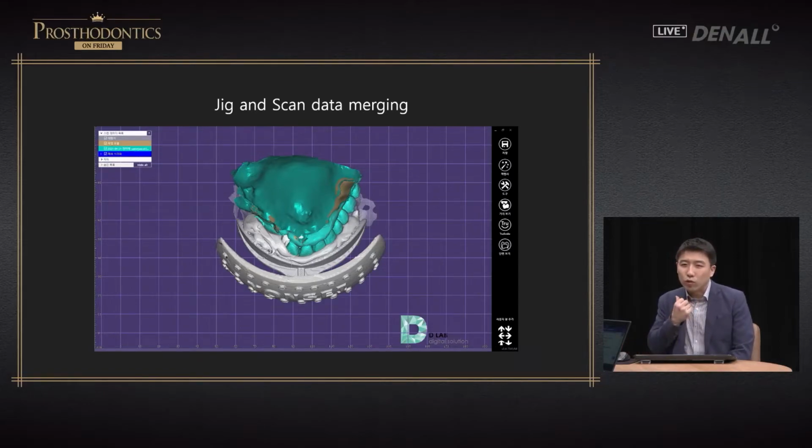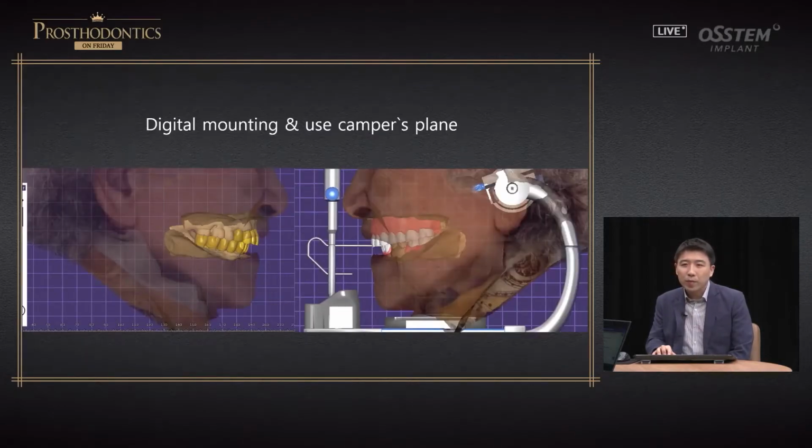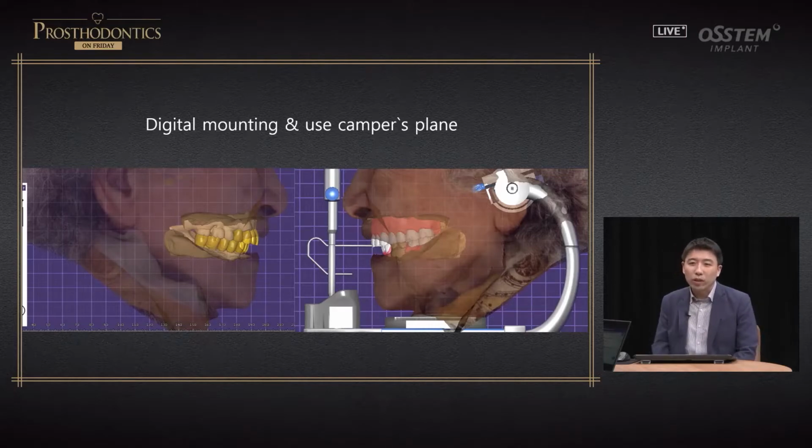The patient was biting on the jig when the facial scan was done, and the facial scan data and the dentition position can be merged accurately. You can get these kind of end results. You can use this to communicate with the lab, and you'll be able to share a lot of information.